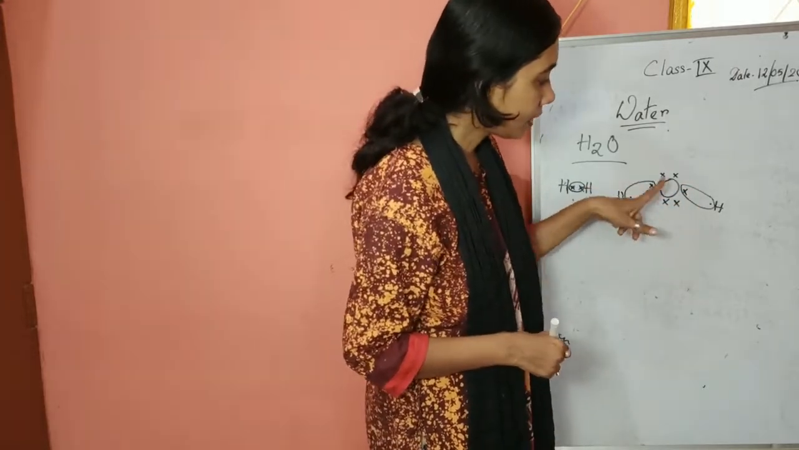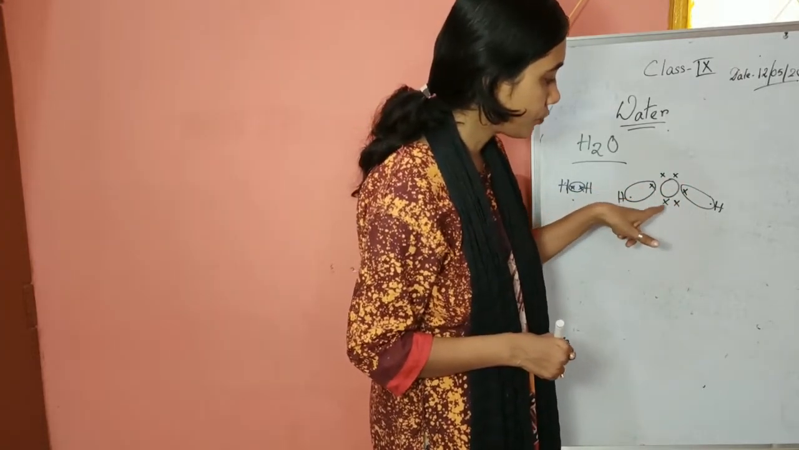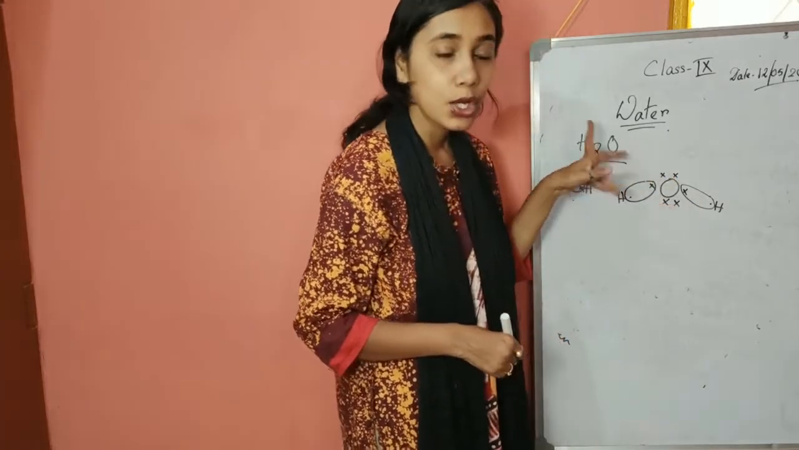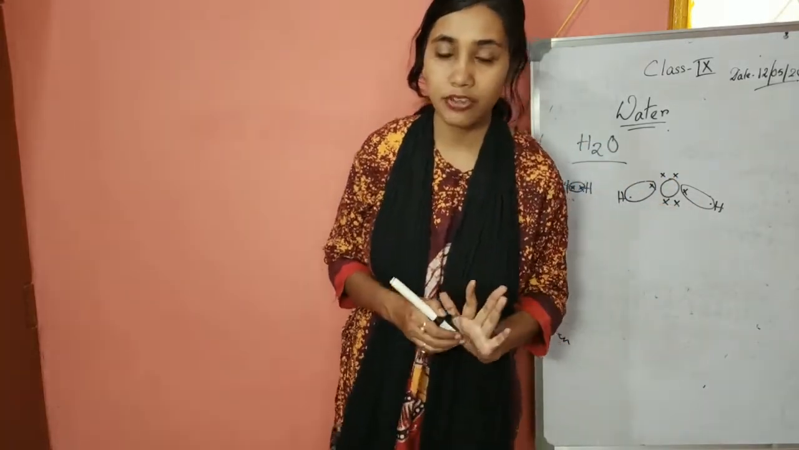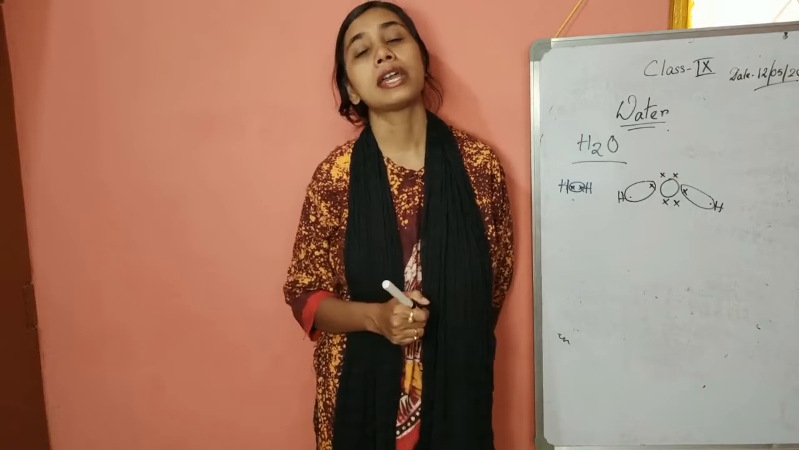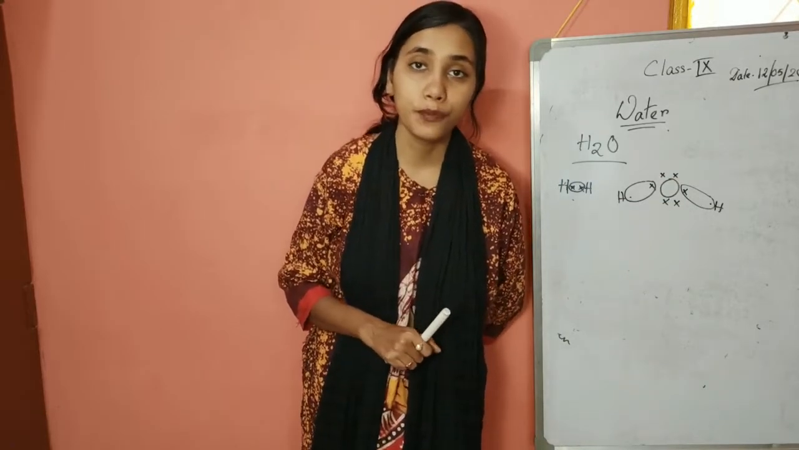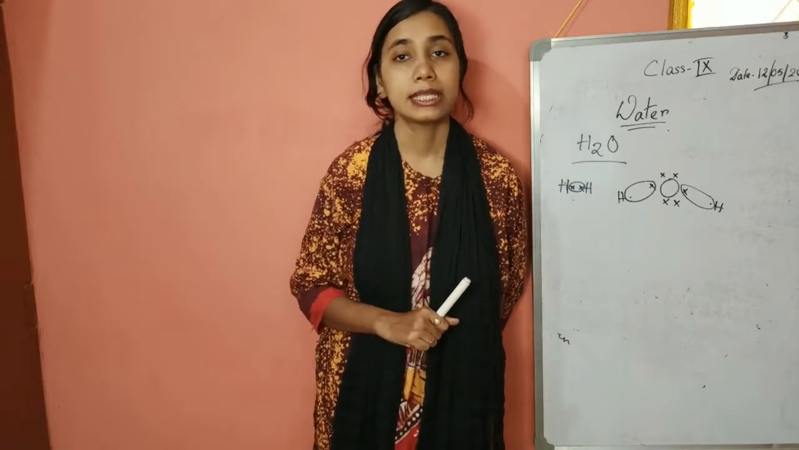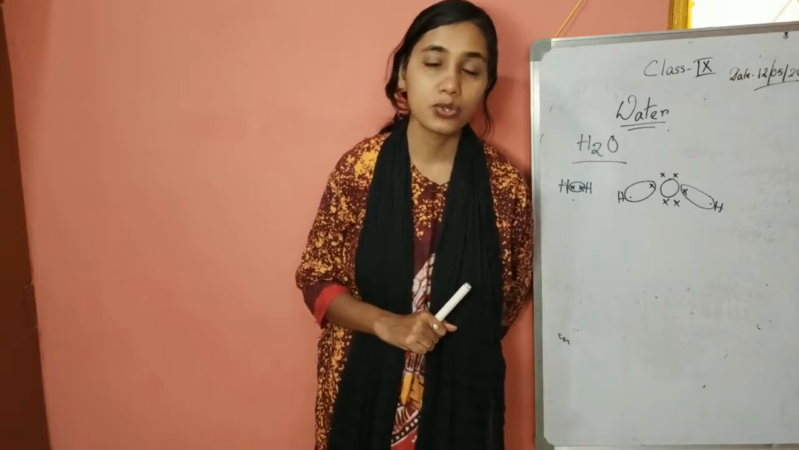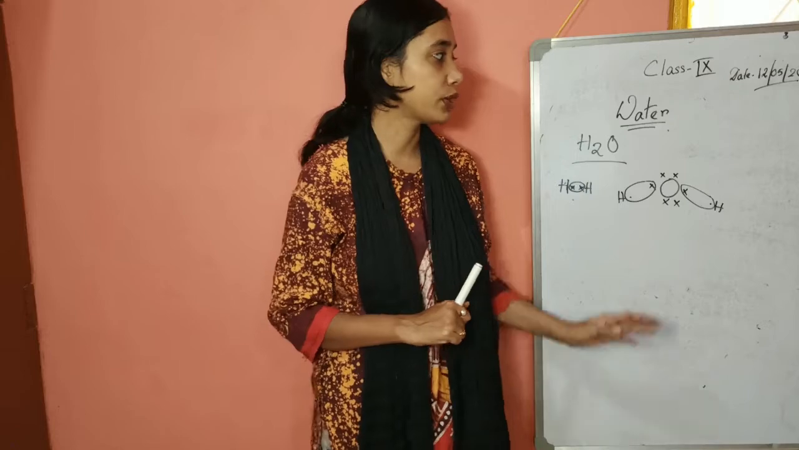So now how many electrons does oxygen have? 1 2 3 4 5 6 7 and 8. So now oxygen also has 8 electrons, that is octet configuration. Hydrogen also has 2 electrons, that is duplet configuration. So both of them have now gained these octet and duplet structures. So now they are stable, they have formed a water molecule.